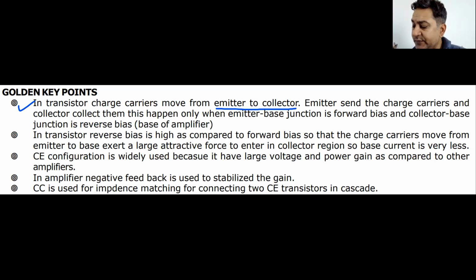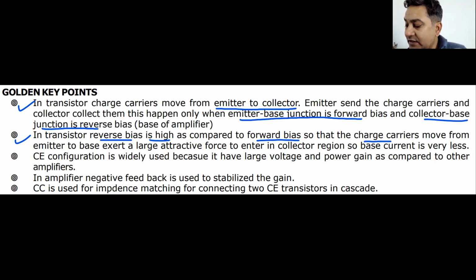You always know this. Emitter base is forward bias and collector base is reverse bias. We have already seen that. Yes or no? Yes, sir. In a transistor, reverse bias is high as compared to forward bias. We have more reverse biasing than forward biasing, so that the charge carriers move from emitter to base.